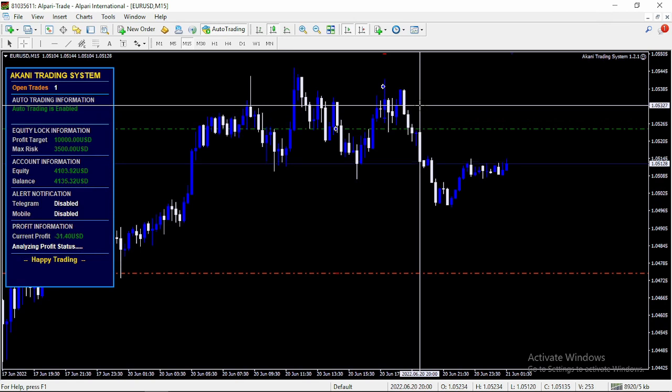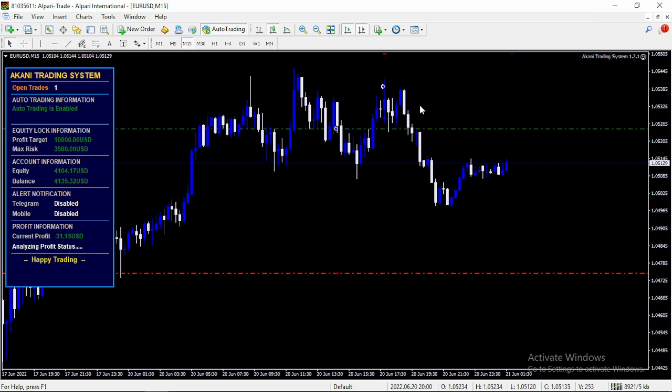Although they are equal, they are not constant, which means they can be smaller or they can be larger. It all depends on the average value of the previous candles. This is a strategy that has been working so well, and we've currently integrated it into the Akani trading system. So you can see that this robot is basically non-martingale.